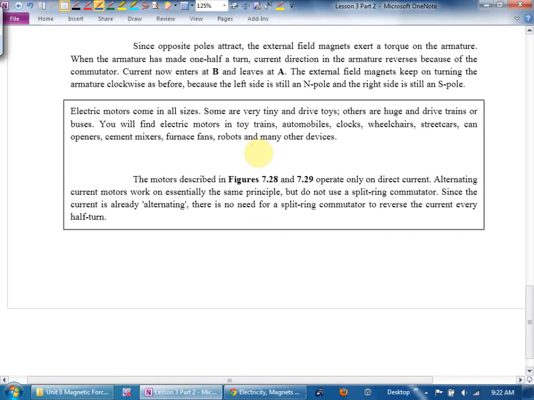Okay? The motors described operate only on direct current. Alternating current works essentially on the same principle, but you don't need a split ring commutator because you don't need to flip the current back and forth. The current is already alternating.